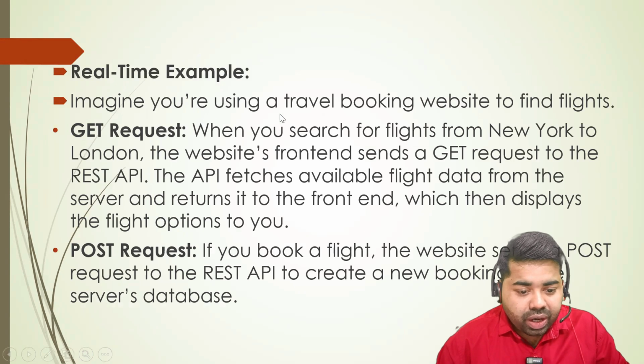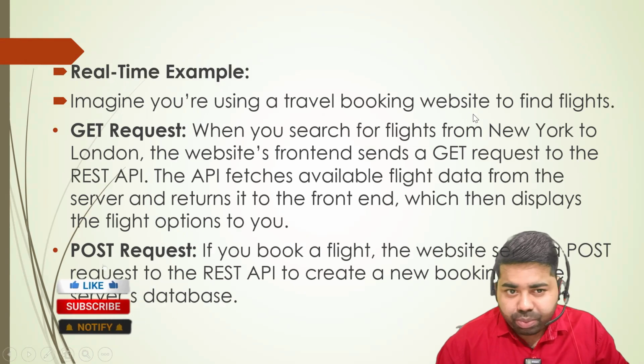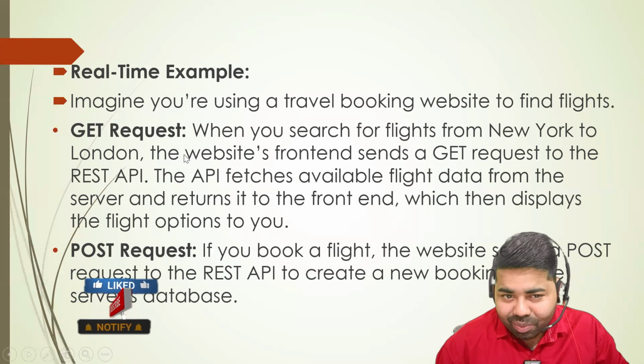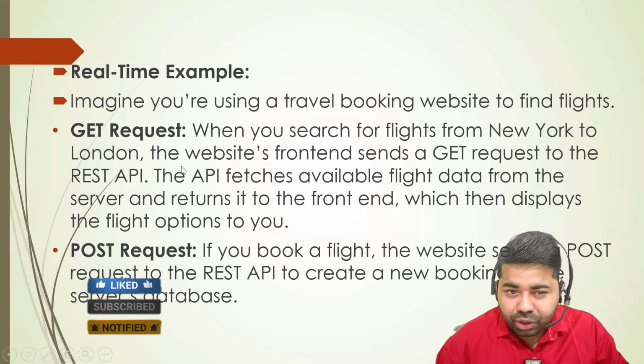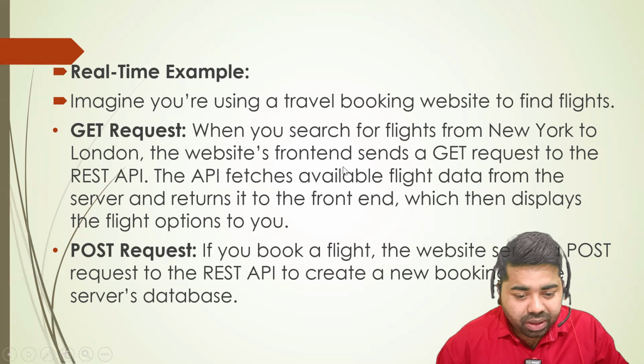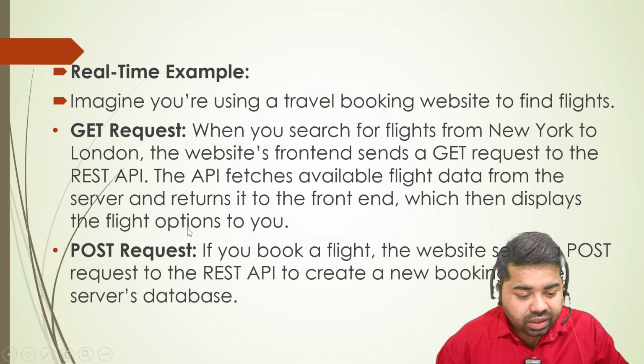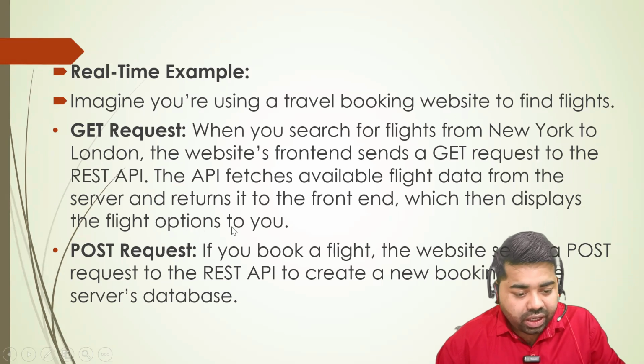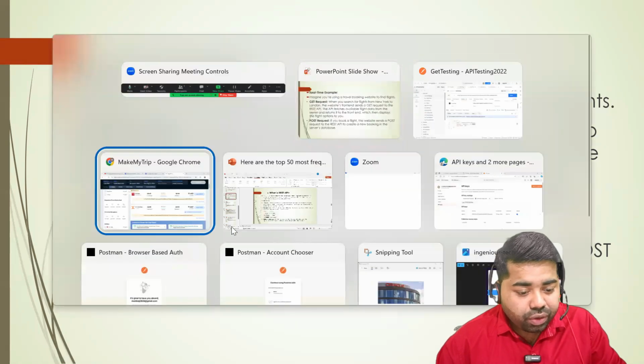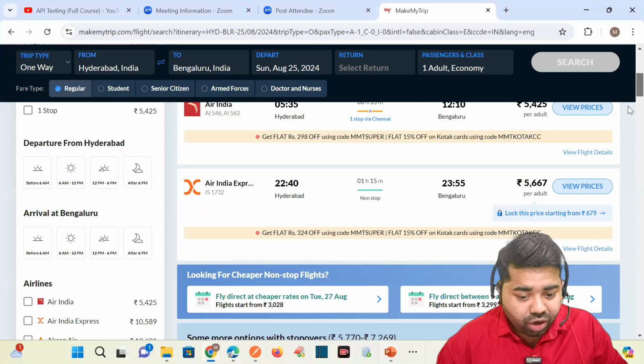Imagine you are booking travel on a website. I have shown you MakeMyTrip. In the last video I gave different types of examples. A website front end sends a get request to the REST API and fetches the available flights data from the server and returns it to the front end, which displays the flight options to you. I'm just trying to relate what I am showing you in my document.